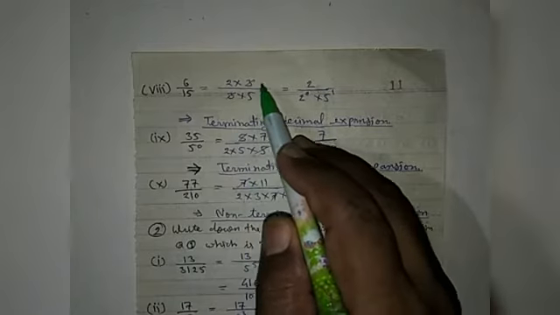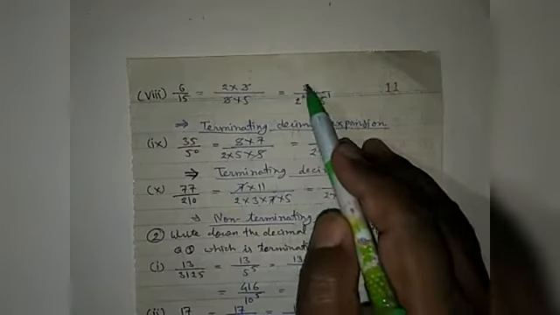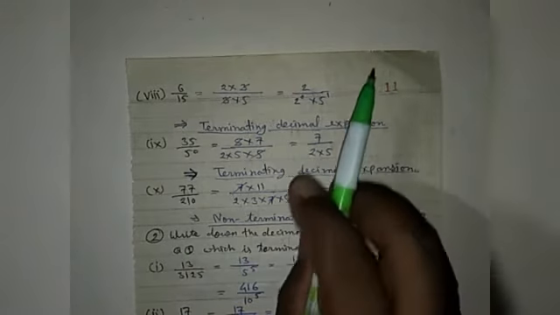3 is cancelled out from numerator and denominator. It will give 2 upon 5. So here you can write in denominator 2 raised to 0. 2 raised to 0 means 1. So here the denominator is in the form of 2 power m, 5 power n. So it is a terminating decimal expansion.